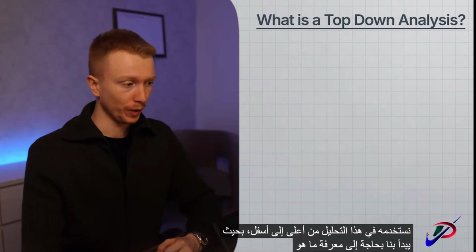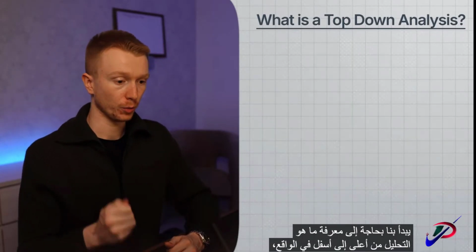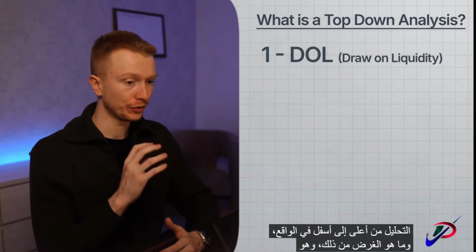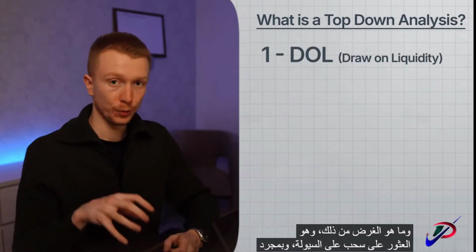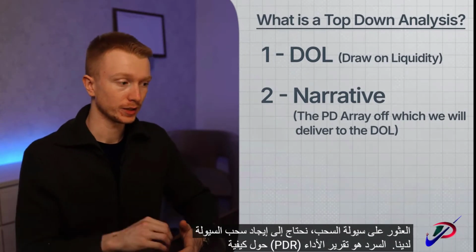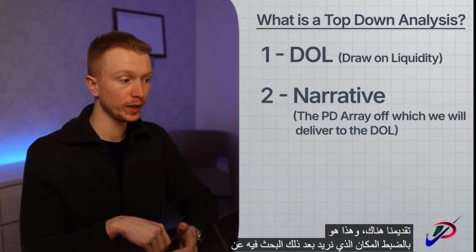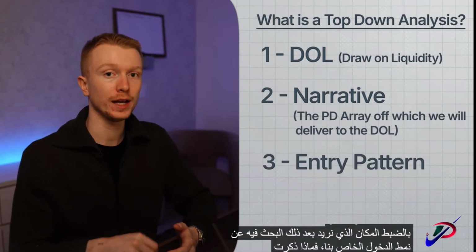analysis. So that starts with, we need to know what a top-down analysis is actually for. What's the purpose? The purpose is to find a draw on liquidity. And once we find that draw on liquidity, we need to find our narrative, that is the PD array, on how we're going to deliver there. And that is exactly where we then want to look for our entry pattern.